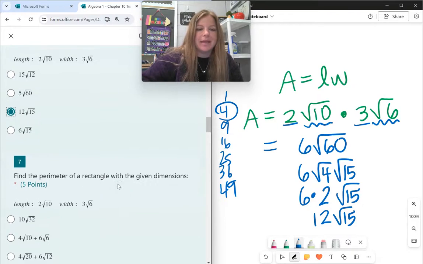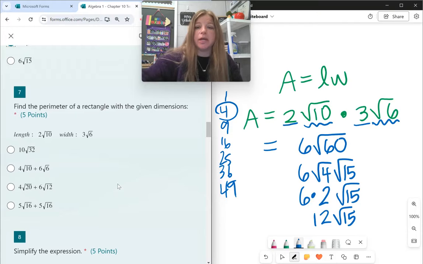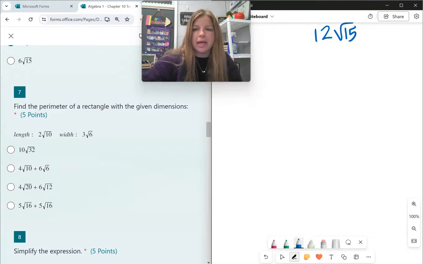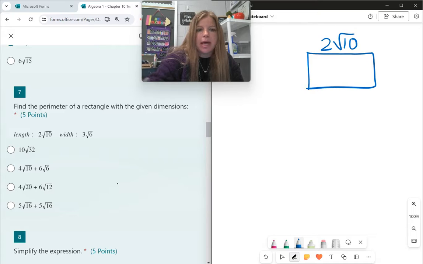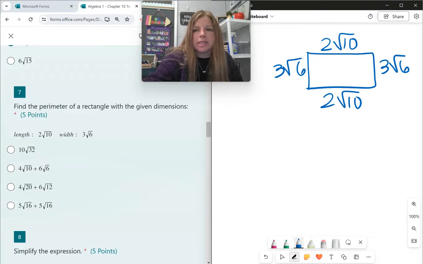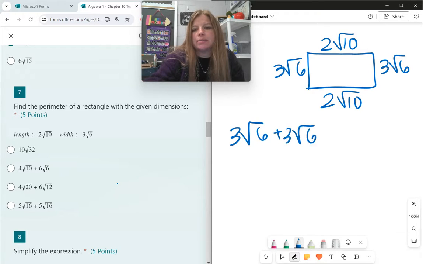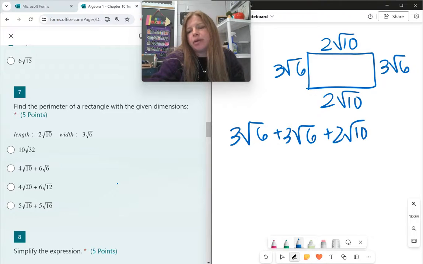Okay. Number 7, find the perimeter of a rectangle that has that same length and width. Now, perimeter is different. Remember, 3rd grade, perimeter is you just add up all the sides. So if I know that I have a length of 2 radical 10 and a width of 3 radical 6, well, I also know that the bottom is then 2 radical 10 and the other side is 3 radical 6, right? Properties of a rectangle, opposite sides are congruent. And perimeter is just add these all up. So I have to do 3 radical 6 plus 3 radical 6 plus 2 radical 10 plus 2 radical 10.